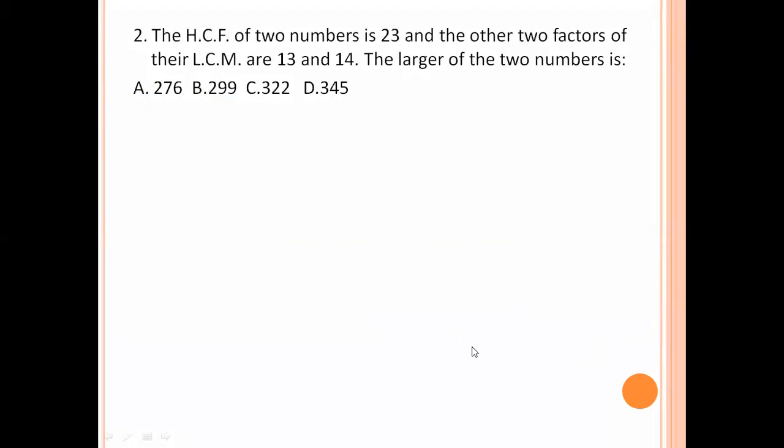Next question. The HCF of two numbers is 23 and the other two factors of their LCM are 13 and 14. The largest of the two numbers is: here 23 into 13 is one pair, another pair is 23 into 14. 23 into 14 we get the larger value, which is 322. 322 is the largest value. So that is the right answer.